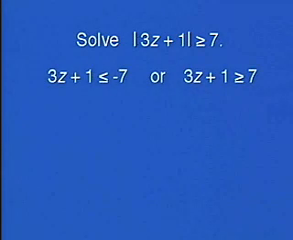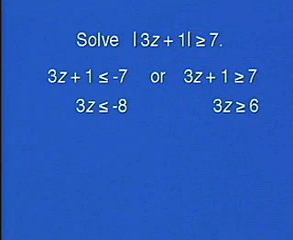Let's look at this example. This time we'll look at a greater than example. We want to solve the absolute value of 3z plus 1 is greater than or equal to 7. This tells us that 3z plus 1 must be less than or equal to negative 7, or 3z plus 1 must be greater than or equal to 7.